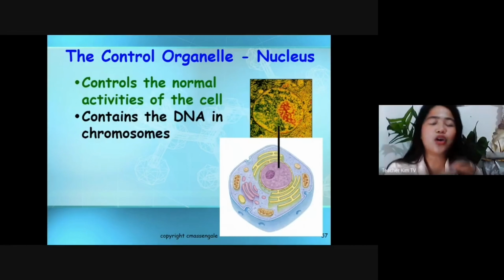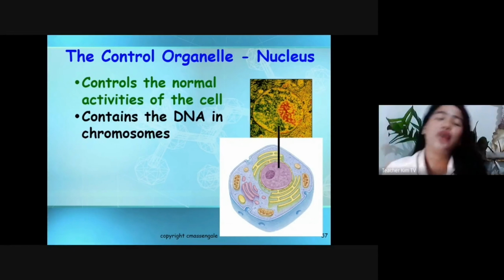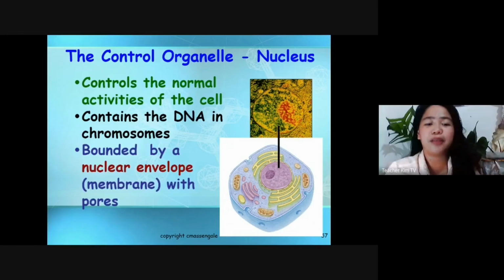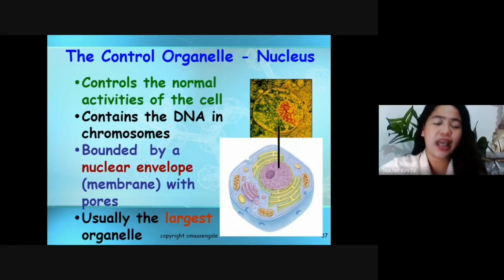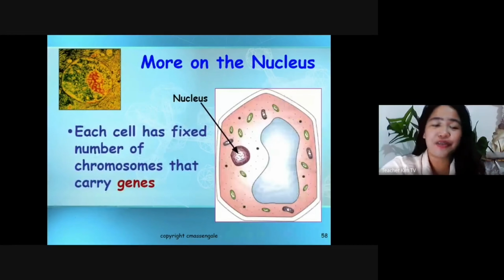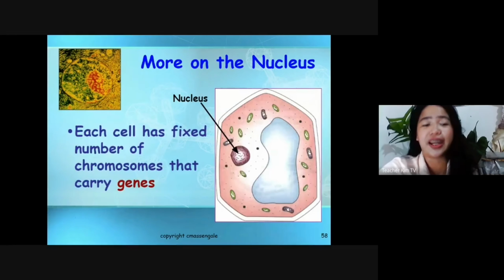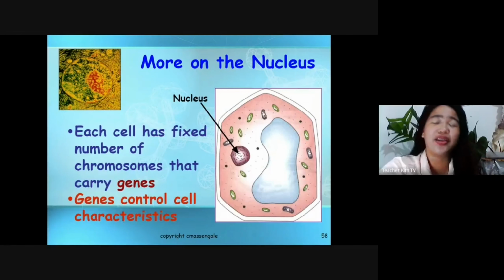Now, control organelle. Let's proceed to the next main cell structure, which is the nucleus. So, it controls the normal activities of the cell. It contains the DNA and the chromosomes. It is bounded by a nuclear envelope or the nuclear membrane with pores. Tinatawag natin yun na nuclear pores. And usually, it is the largest organelle. So, each cell has a fixed number of chromosomes that carry genes, and the genes control the characteristics.